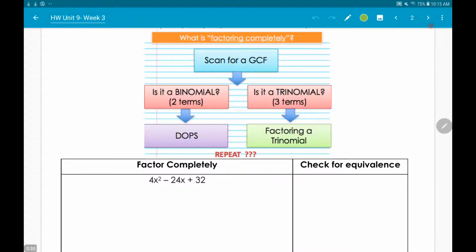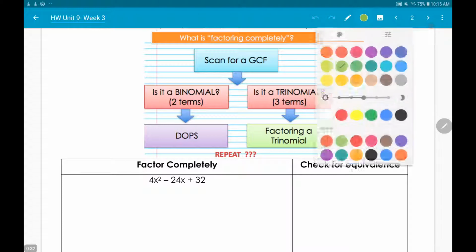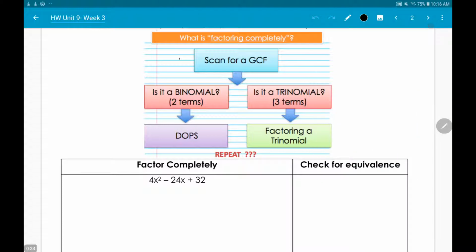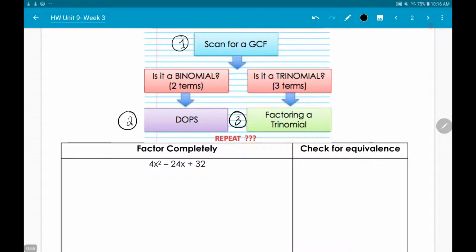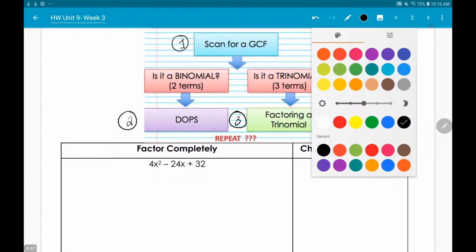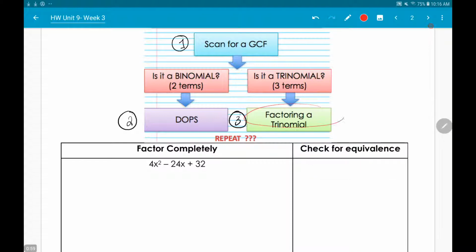What is factoring completely? There's three methods that we've learned. Like I just mentioned, we have our GCF, DOPS, and factoring a trinomial. So how do I know when to do what? Well, the first thing you want to ask yourself is, is it a binomial or is it a trinomial? Then we're going to look for DOPS, or is it factorable as a trinomial. I see this first example below and I see that it is a trinomial.